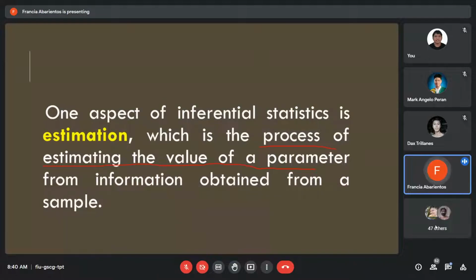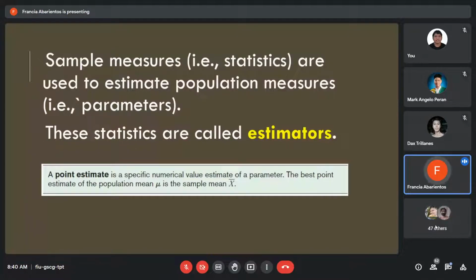So, from the information obtained from a sample. Okay? So, pinag-uusapan dito yung sample. Okay. So, sample measures, specifically in statistics, are used to estimate population measures, or the so-called parameters. And the samples are used to estimate the parameters. Okay? So, these statistics are called estimators.